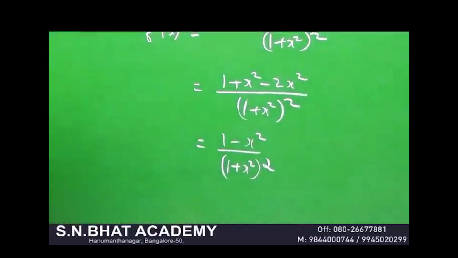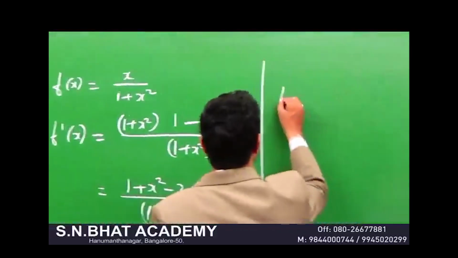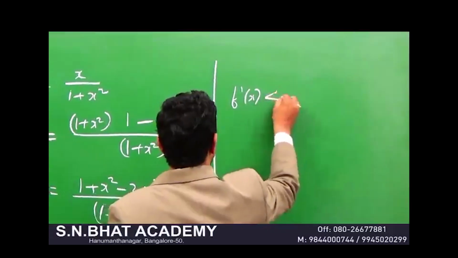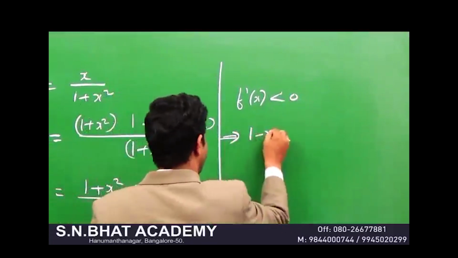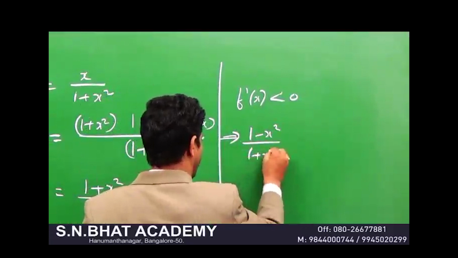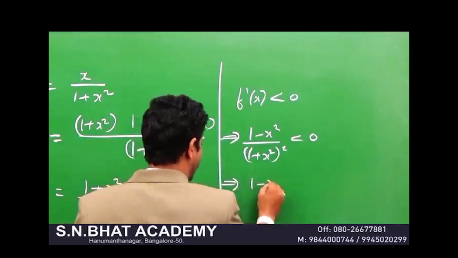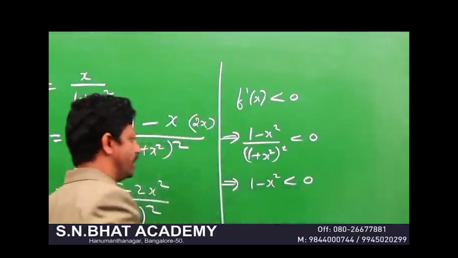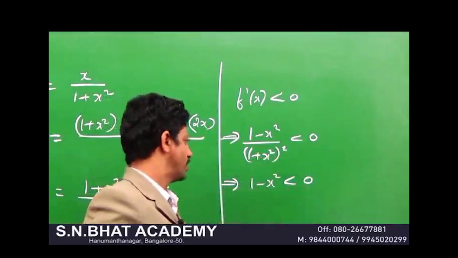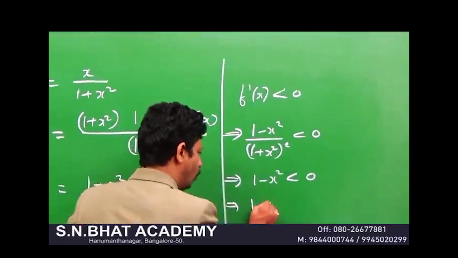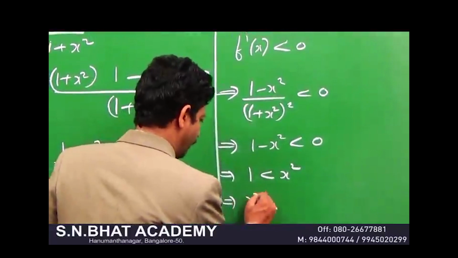For function to strictly decrease, the derivative should be less than 0. That means we should have f dash x less than 0. And this implies 1 minus x square by 1 plus x square whole square is less than 0. And this implies 1 minus x square is less than 0. You can cross multiply this number because it is positive. So 1 minus x square is less than 0, or 1 is less than x square. So x square greater than 1.